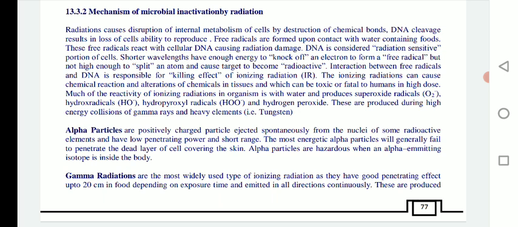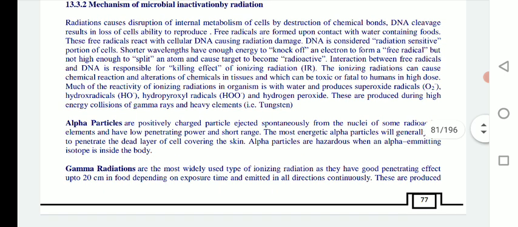So DNA cleavage results in loss of the cell's ability to reproduce. The first effect occurs at the nucleic acid, that is DNA. Once DNA gets damaged, obviously that cell will not reproduce. Then free radicals are formed upon contact with water-containing foods, and these free radicals react with cellular DNA causing radiation damage. So DNA is considered the radiation-sensitive portion of the cell.